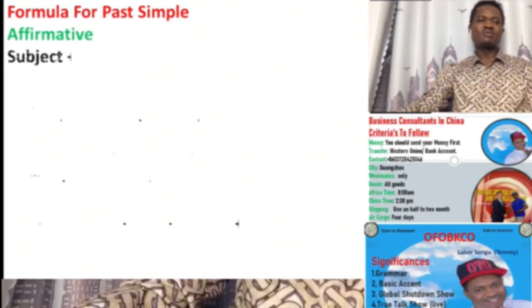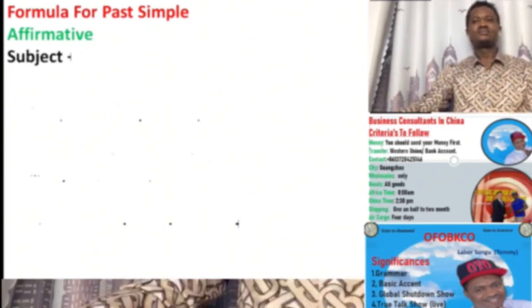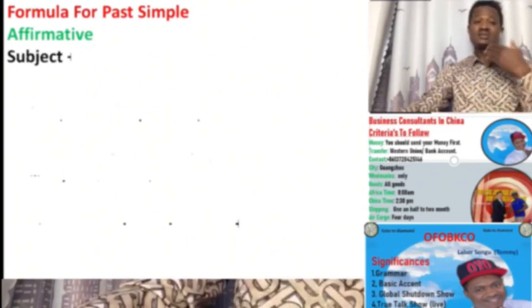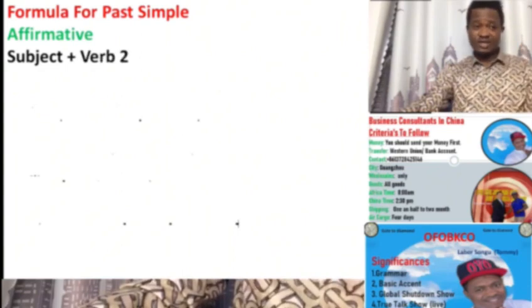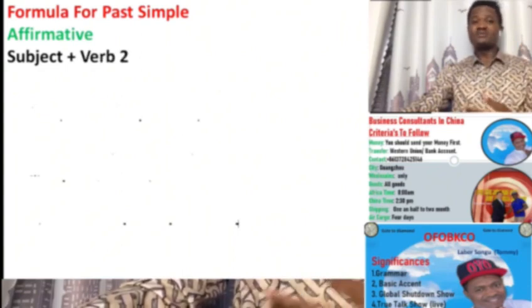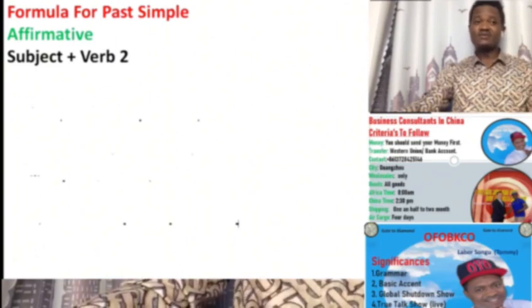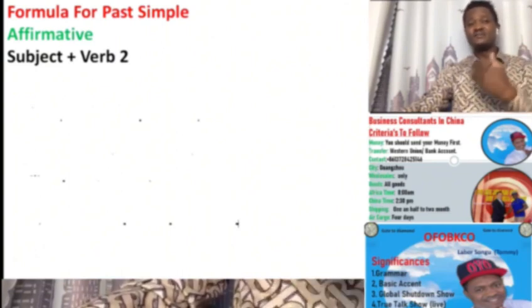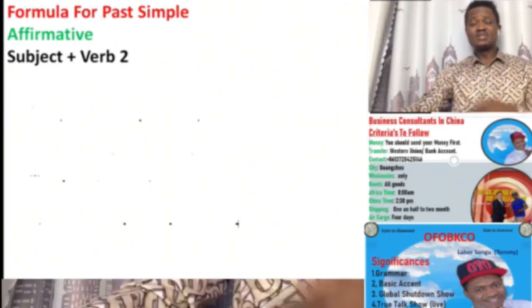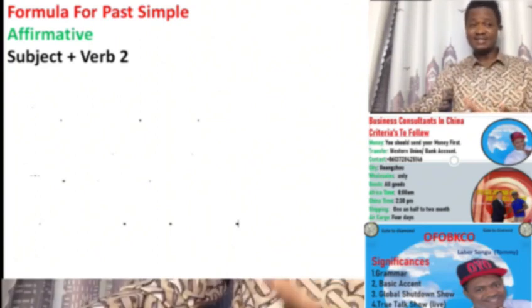So the formula gotta be: subject plus V2 verb. When we talk about the V2 verb, we have the V1 verb, that is the base form. The V2 verb, that is the past form. So we gotta use the V2 verb. That is the past simple, the past form.